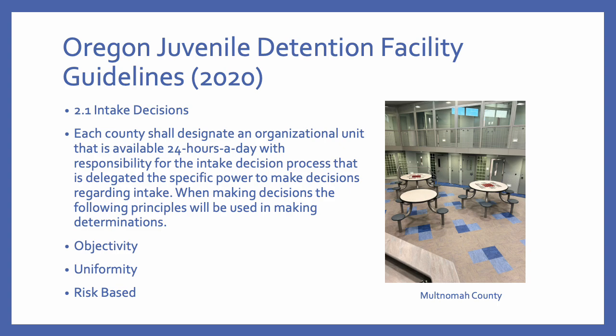In the 2020 guidelines regarding detention facilities, Section 2.1 discusses intake decisions and outlines that each county shall designate an organizational unit that is available 24 hours a day with responsibility for the intake decision process that is delegated the specific power to make decisions regarding intake into a detention facility. When making the decisions, the following principles will be used to make determinations, and this will be based on best practices. The three principles are objectivity, uniformity, and risk-based. The 2020 version of the Juvenile Detention Facility Guidelines can be found online on the Youth Development Oregon's webpage.